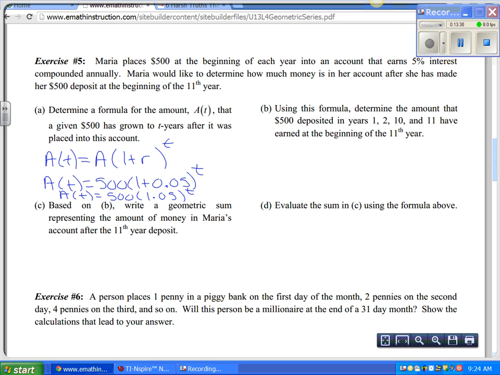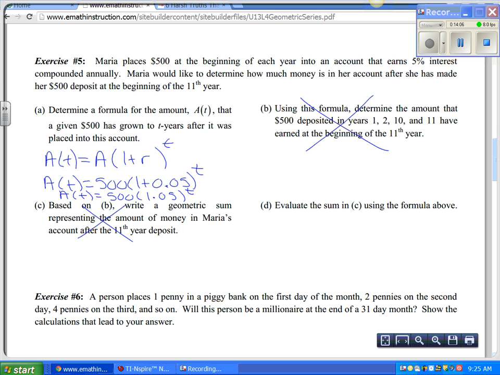Years 1, 2, doesn't really make sense, does it? Yeah. Let's kind of skip that part. We don't really need it. Let's talk here. All right, so based on B, we're not basing it on B. We're going to write a geometric sum representing the amount of money in Maria's account after the 11th year. We're not going to do that either. We're going to go over here. We're going to skip right to D. We're skipping around a little bit.